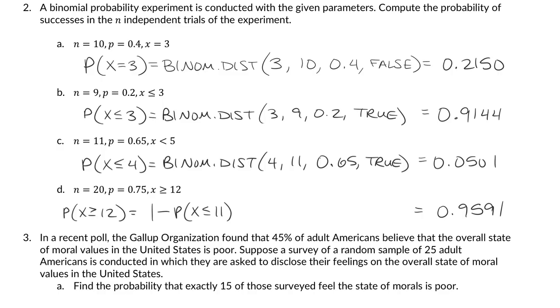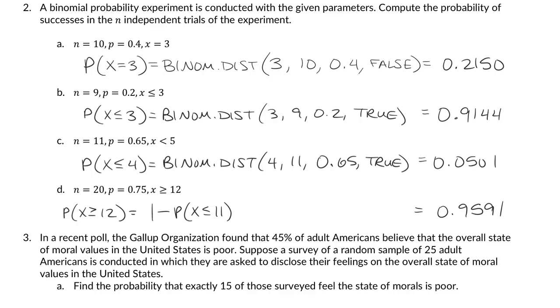1 minus the probability that we get 11 or less. So if you have a greater than sign, you might want to highlight this, you're going to have a 1 minus. We have to use the complementary probability because our formula only goes less than. So if we want greater than, we have to do 1 minus.